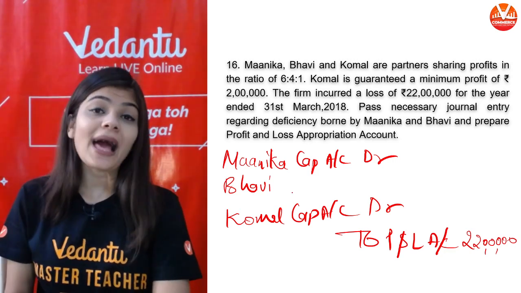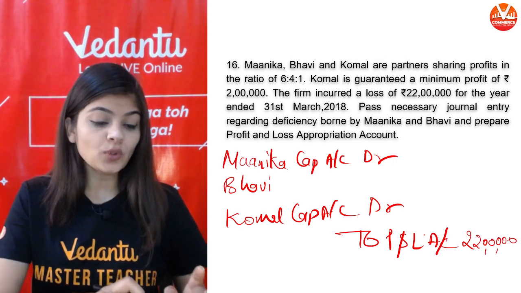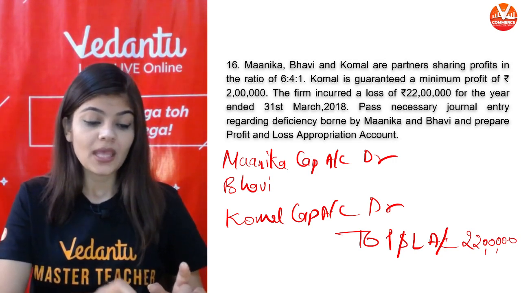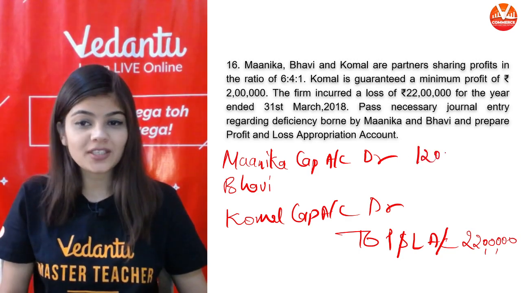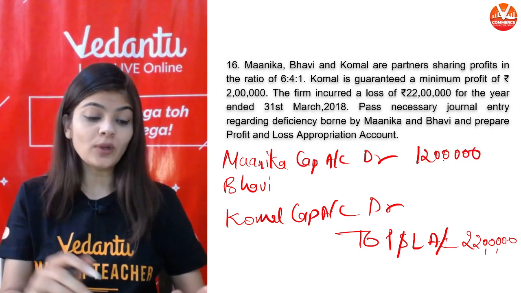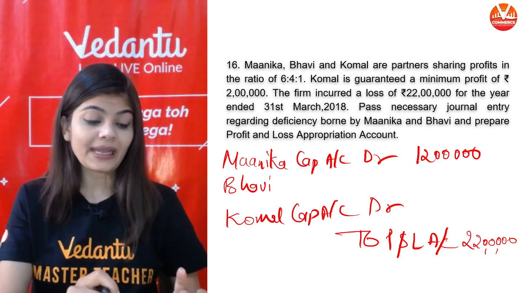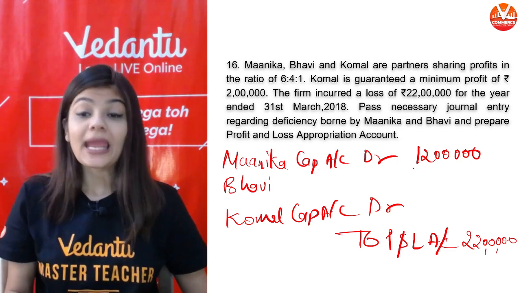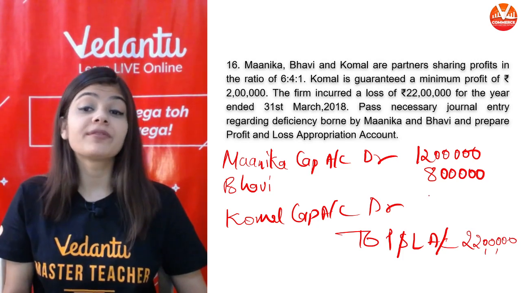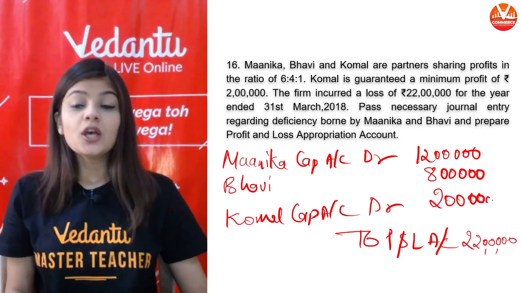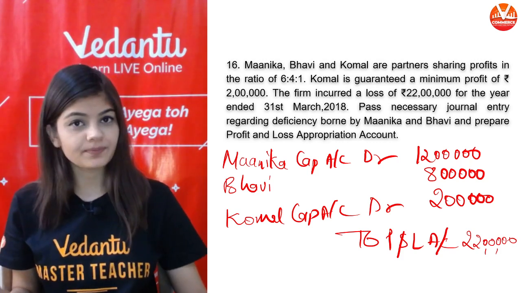So this 22 lakh you will distribute in the profit sharing ratio. So 22 lakh multiplied with 6/11, Manika's loss is 12 lakh. 22 lakh multiplied with 4/11, it will be 8 lakh. And 22 lakh multiplied with 1/11, it will be 2 lakh. So this is how this 22 lakh loss will be distributed.